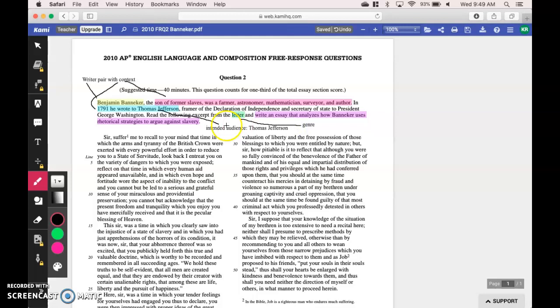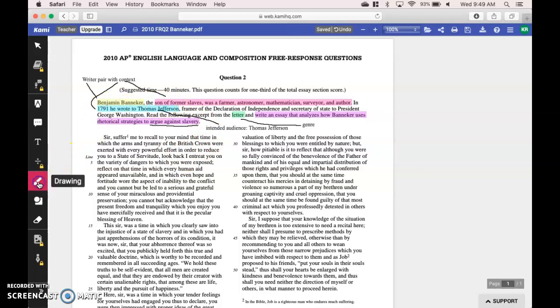And then we have our command here. Our command is that we must write an essay that analyzes how our writer uses rhetorical strategies to argue against slavery. So we know right here this is going to be his purpose for writing. He is writing an argument against slavery to Thomas Jefferson in 1791.